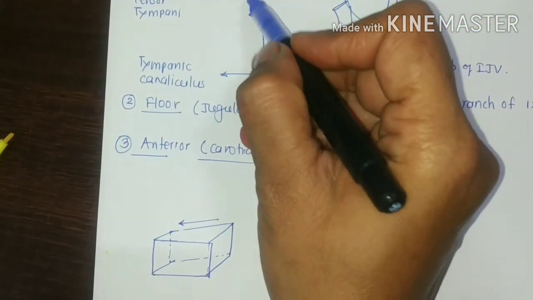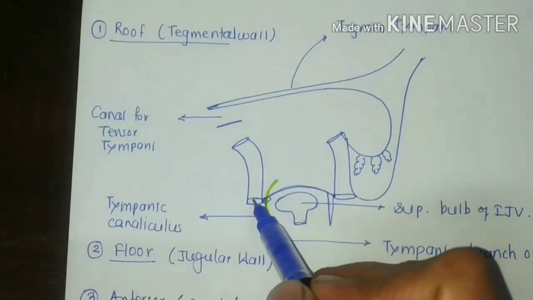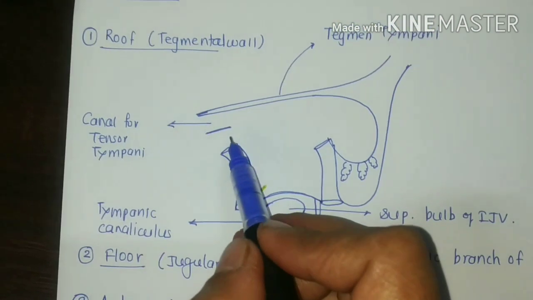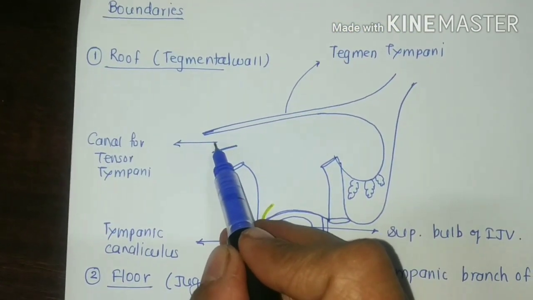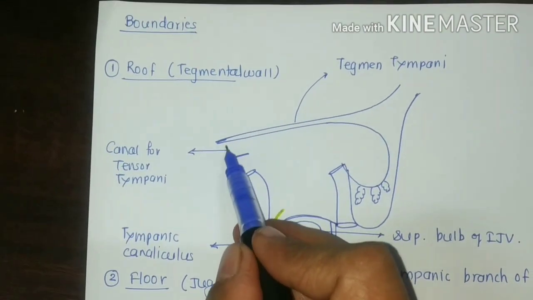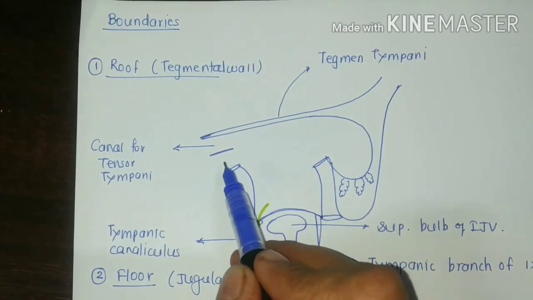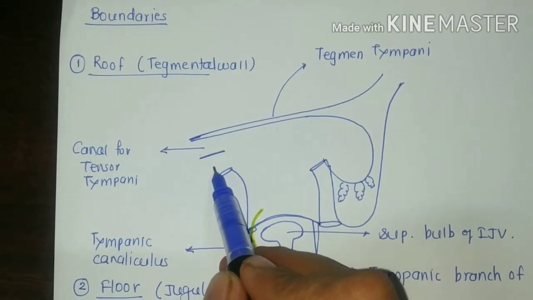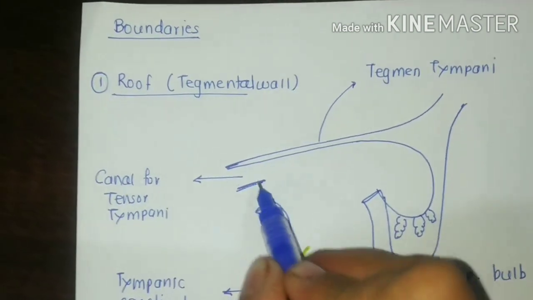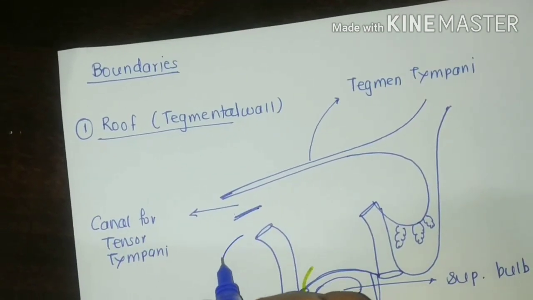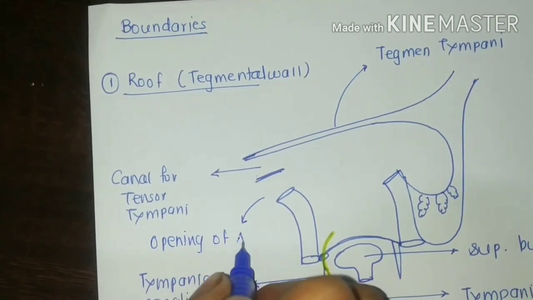It consists of three parts: superior, middle and inferior part. Now superiorly there is opening of canal for tensor tympani. So this is the canal for tensor tympani. Tensor tympani muscle passes through it. In the middle there is opening of auditory tube. So here there is opening of the auditory tube.